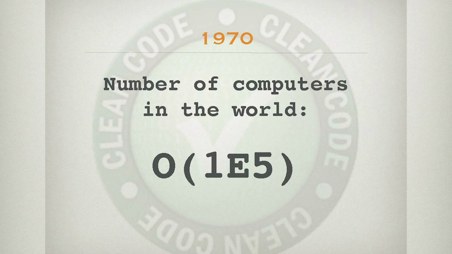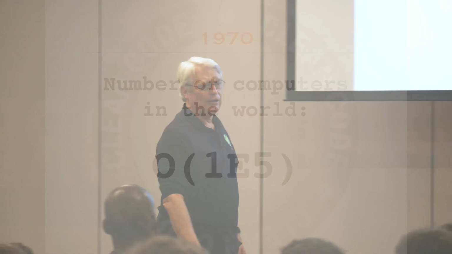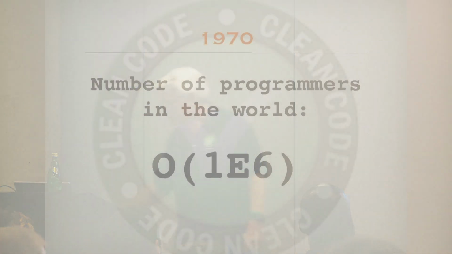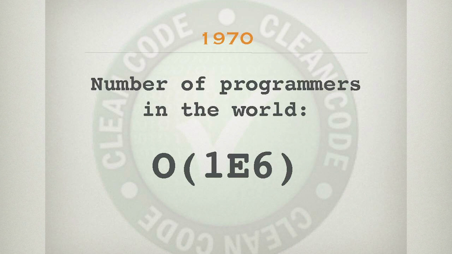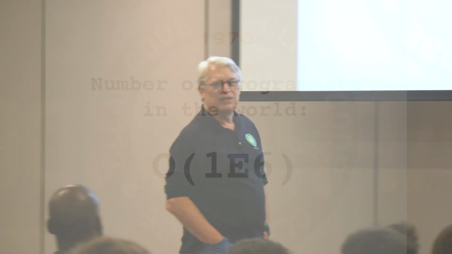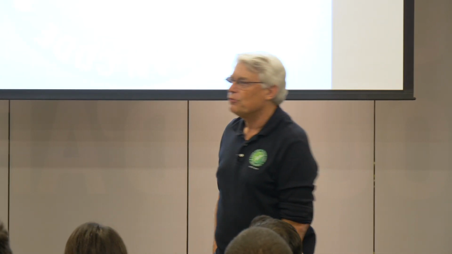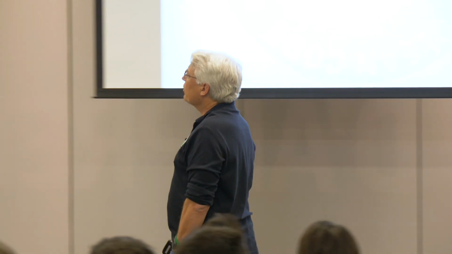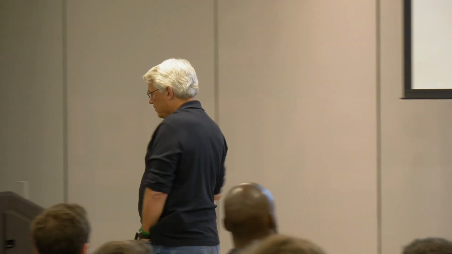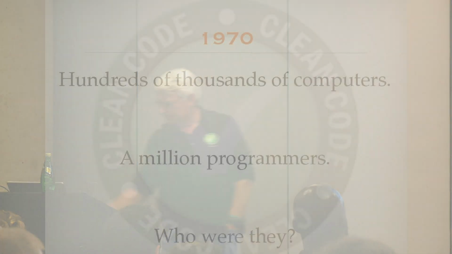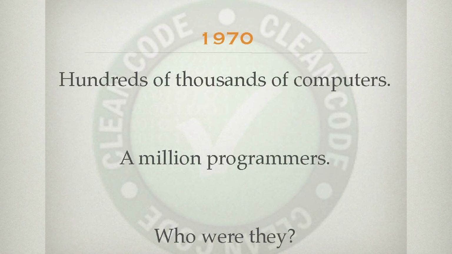By 1970, the number of computers in the world is on the order of hundreds of thousands. Now there's a lot of computers around. How many programmers are there? Well, still a factor of 10 more, about 1 million programmers. 1970, maybe there's 1 million programmers in the world. It has only been 25 years. Who were they?